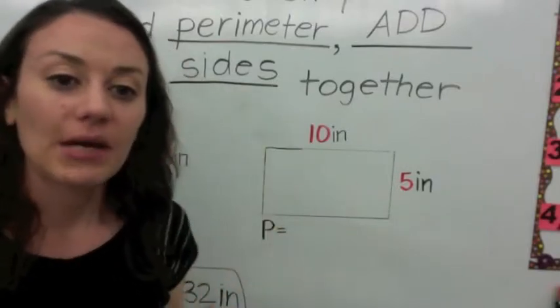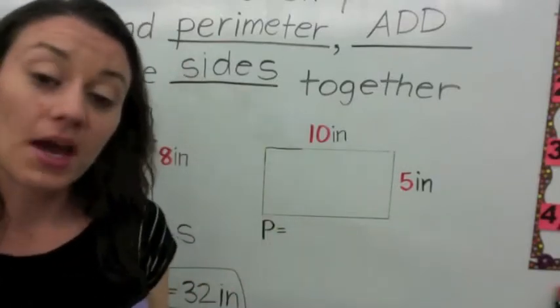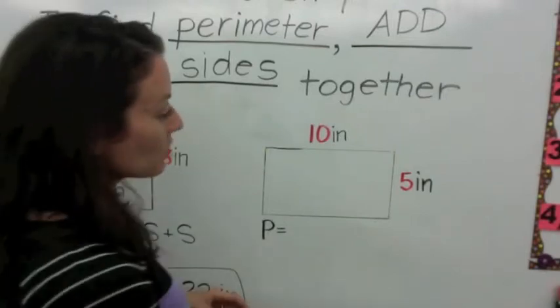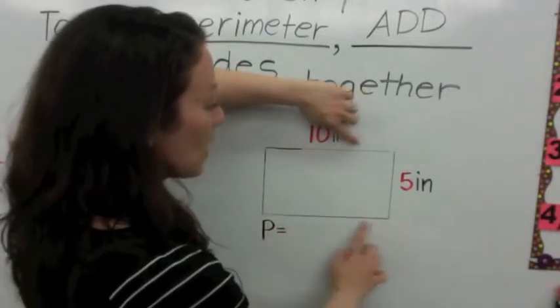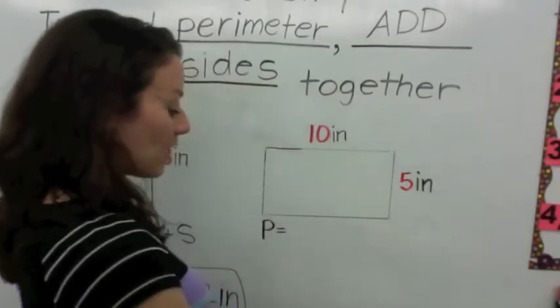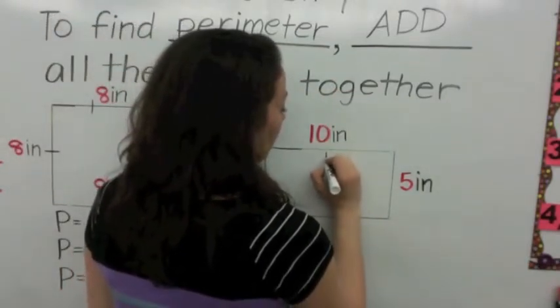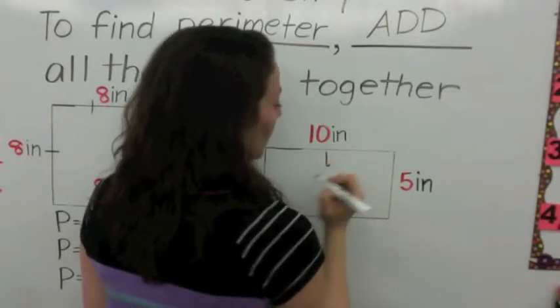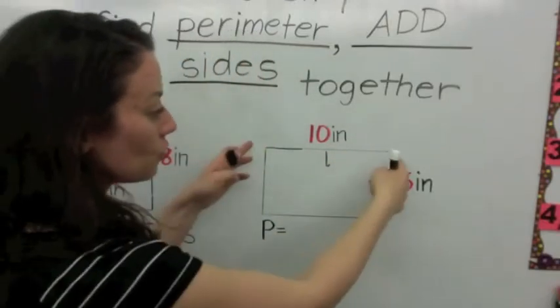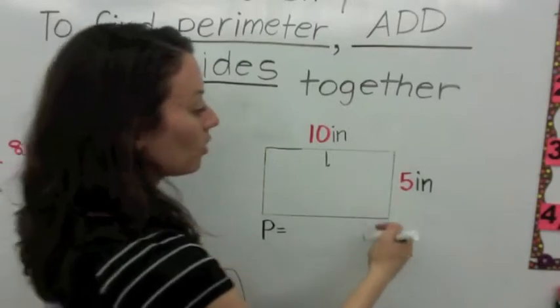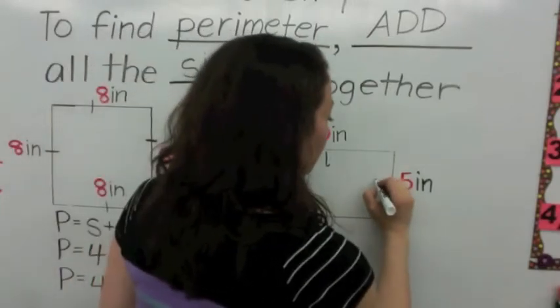Okay, rectangle. Now a rectangle is special because you'll notice it has 2 long sides. We call this the length. I want you to put an L right here. Okay, this is the length. Now, it also has 2 short sides. We call this the width.